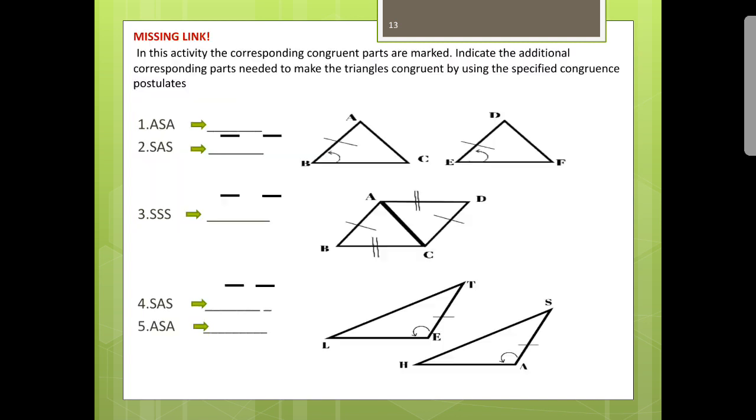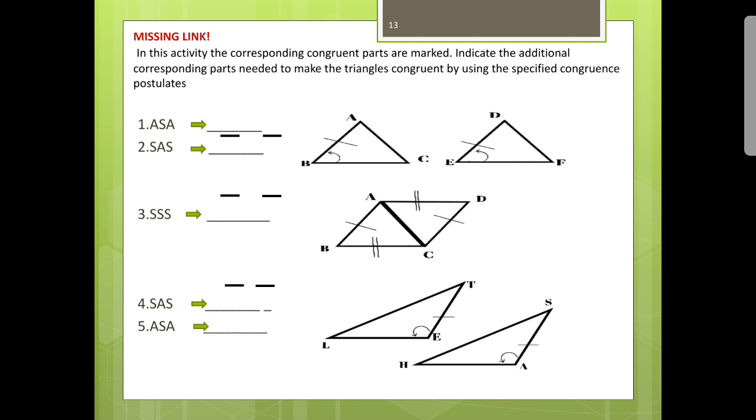Okay? Another example: Missing Link. In this activity, the corresponding congruent parts are marked. Indicate the additional corresponding parts needed to make the triangles congruent by using the specified congruence postulates. Number 1, angle side angle. So for number 1 and 2, based on the given two triangles on the right.